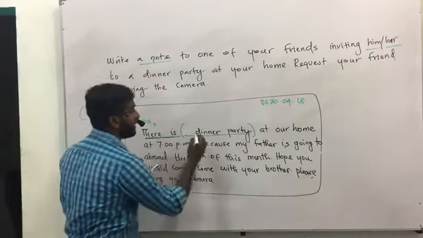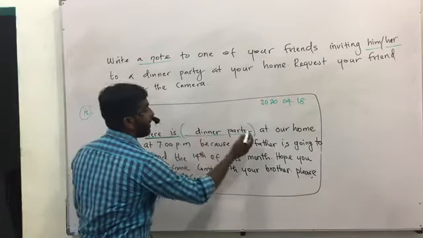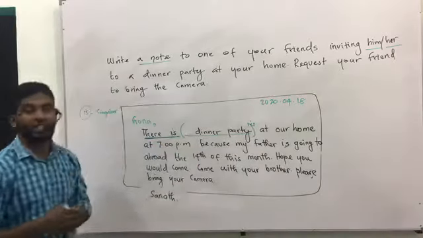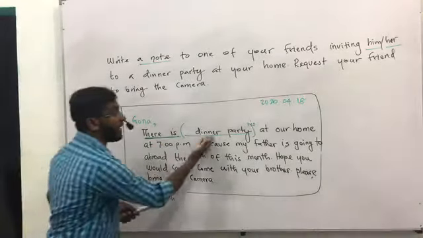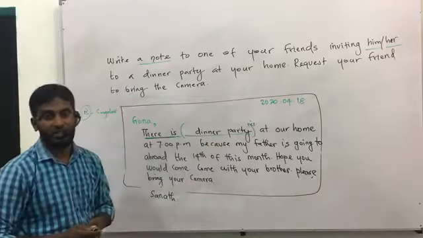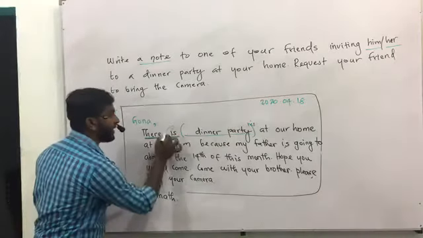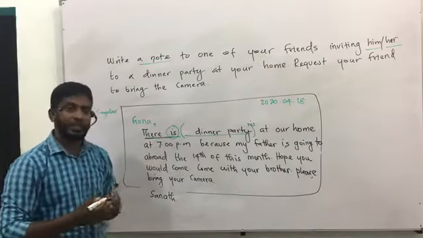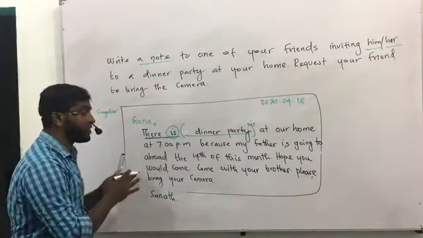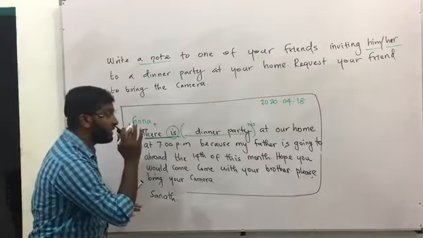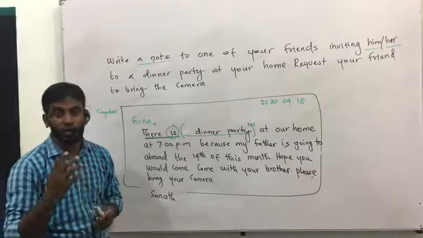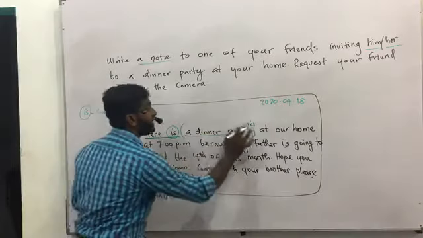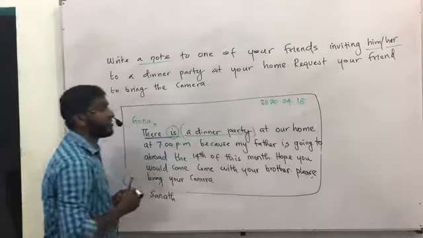We can't write here likewise, there is dinner parties. You can't write there is dinner parties, because dinner parties are plural. So this is a singular one. If you have written a singular verb in a sentence, it is followed with the singular noun or a singular object. So that's why we have written there is a dinner party at our home.